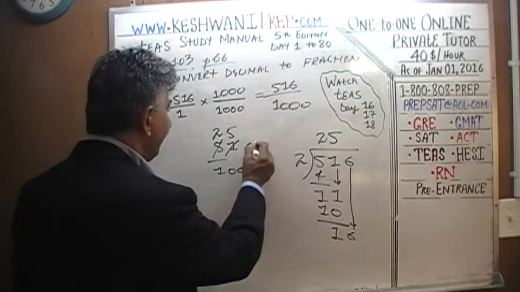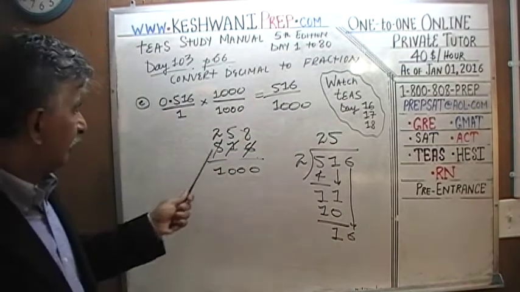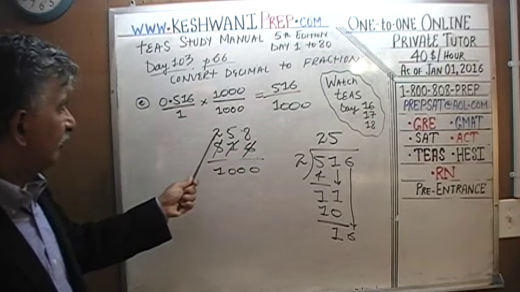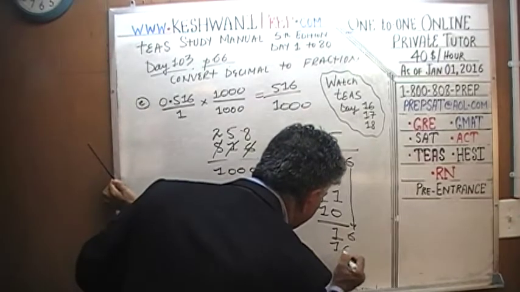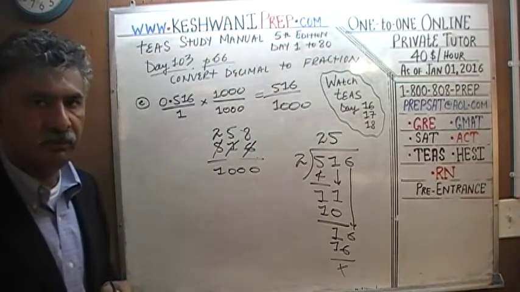And 16, of course, has 8 2's. In other words, 516 divided by 2 is 258. 8 2's are 16 with no remainder. That's where the story ends.